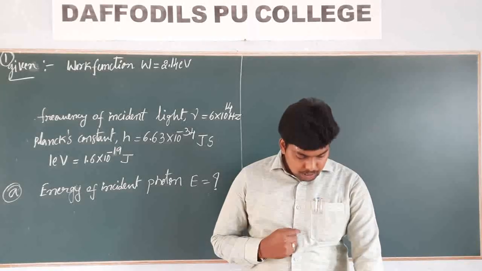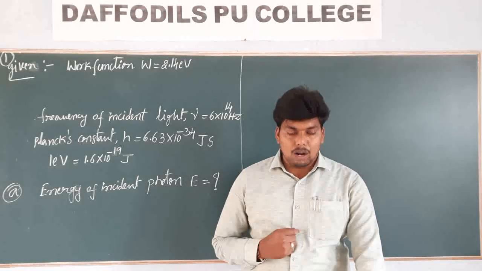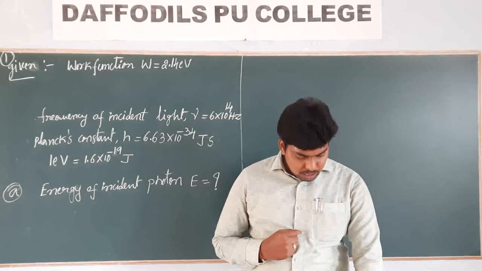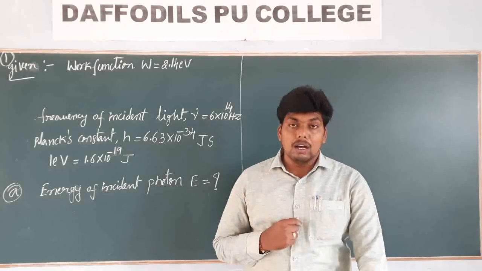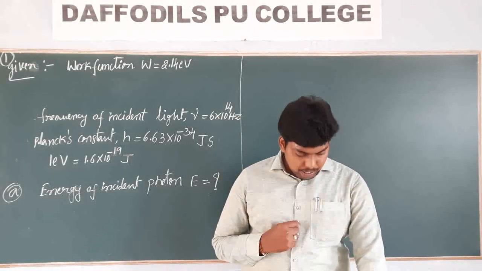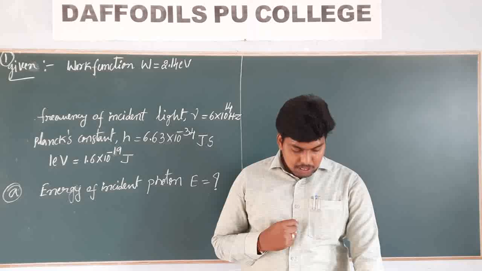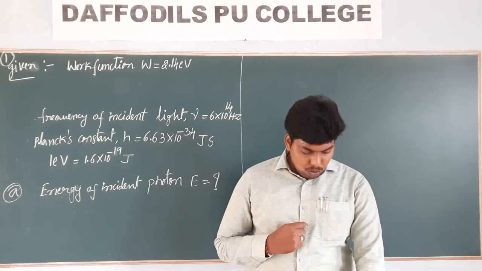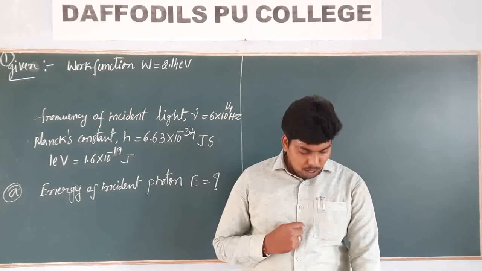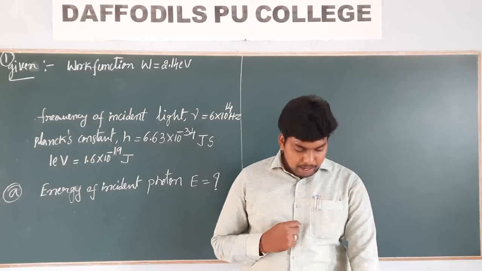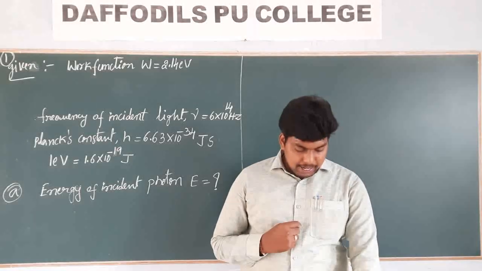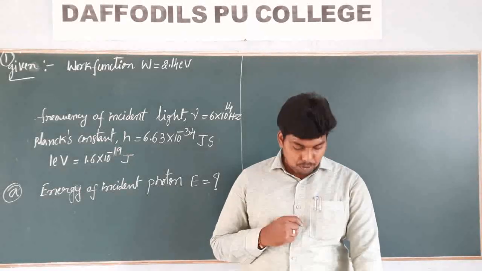Find first, A, the energy of the incident photon. Next, B, the maximum kinetic energy of the photoelectrons. They have given Planck's constant h is equal to 6.63 into 10 to the power minus 34 joule second, and also 1 electron volt is equal to 1.6 into 10 to the power minus 19 joule. This question is from the theory exam, July 2014.